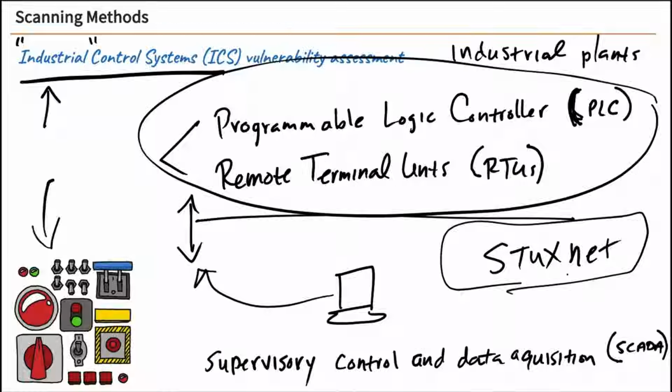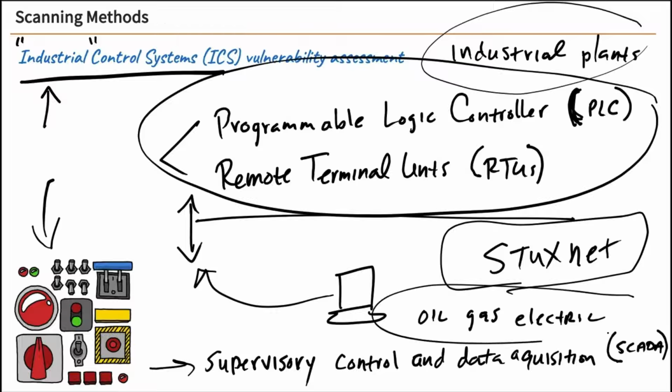So again, this also goes into the world of oil and gas and electric. These systems, especially SCADA systems and the PLCs and RTUs, are used not only in industrial plants and manufacturing, but also in the world of oil, gas, and electric generation and distribution. And when these systems are developed, security isn't always top of mind, because generally these devices are on private networks so that the bad guys can't gain access to them.